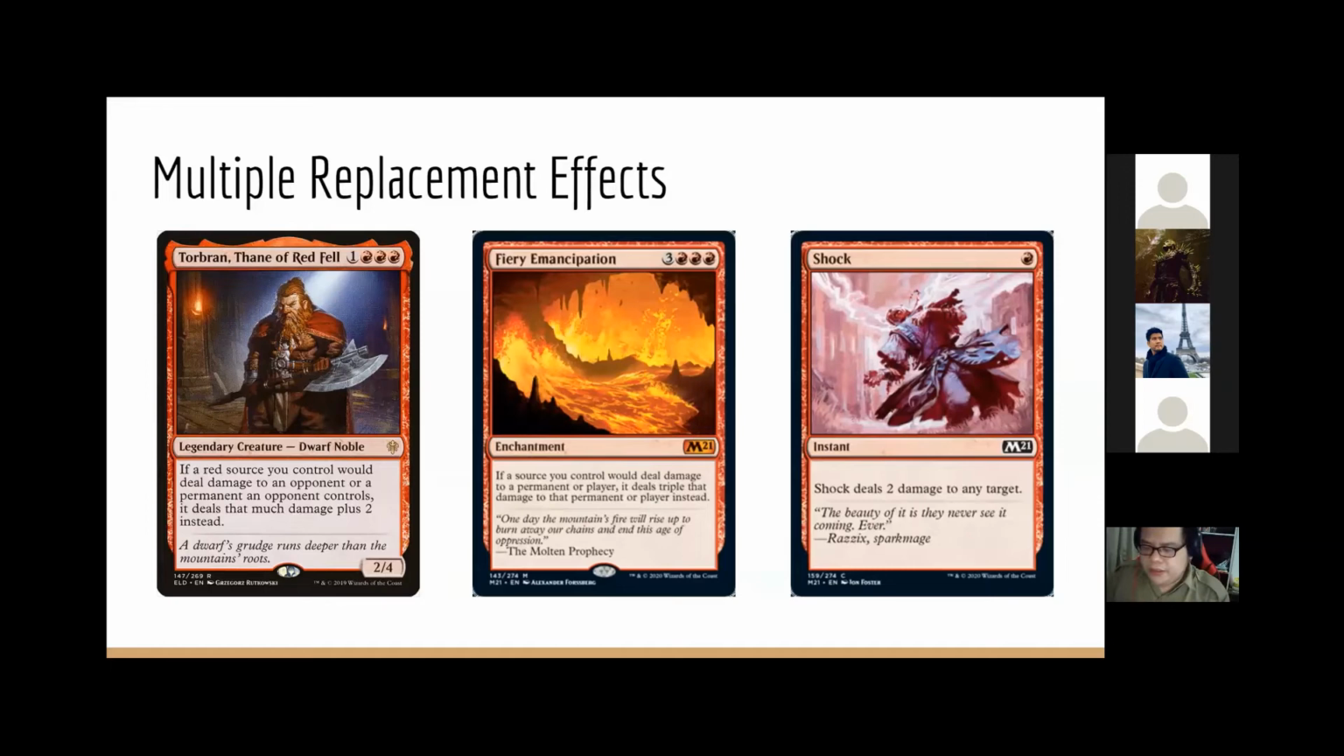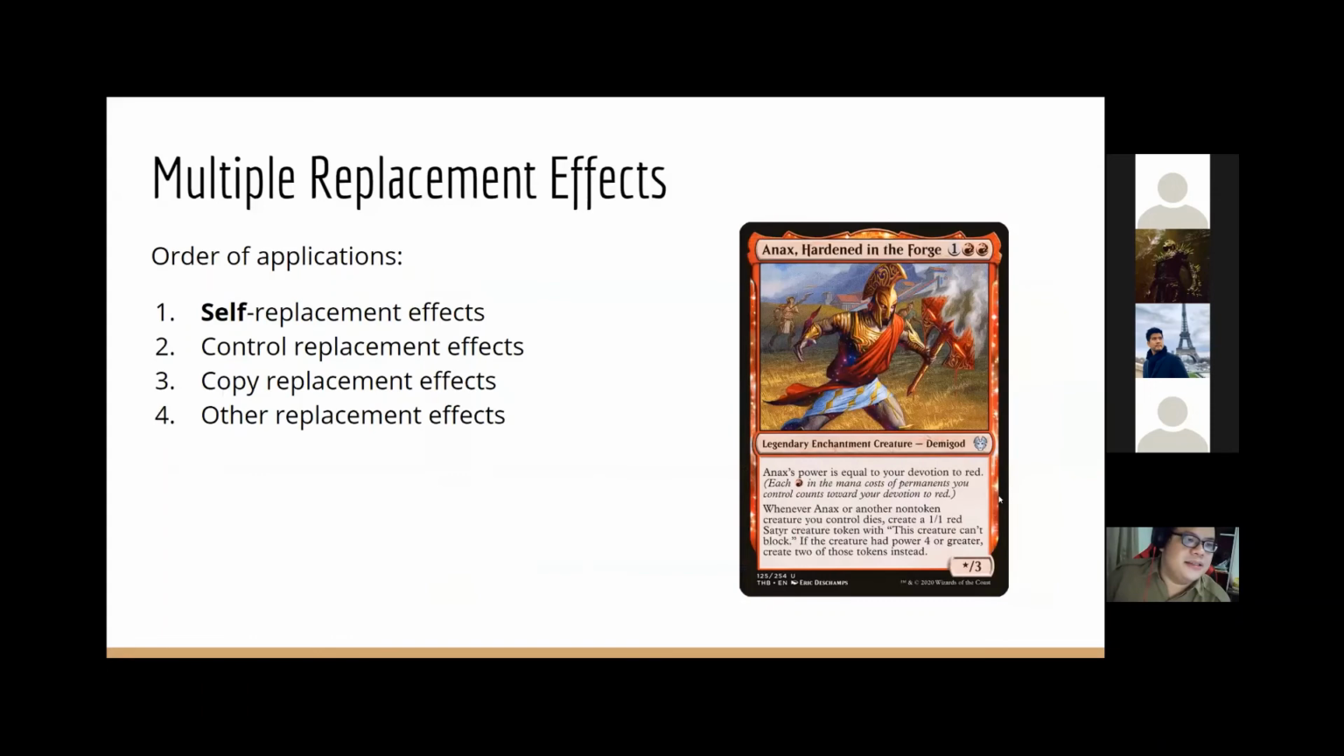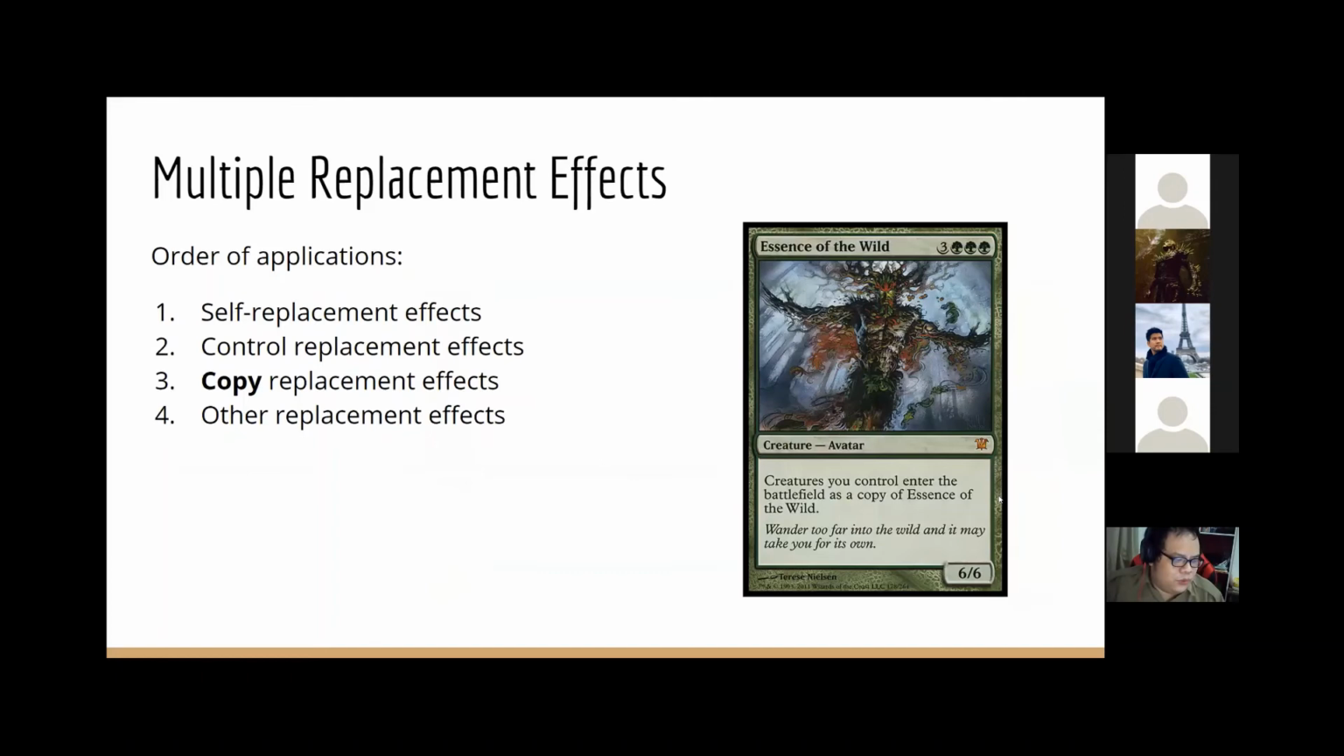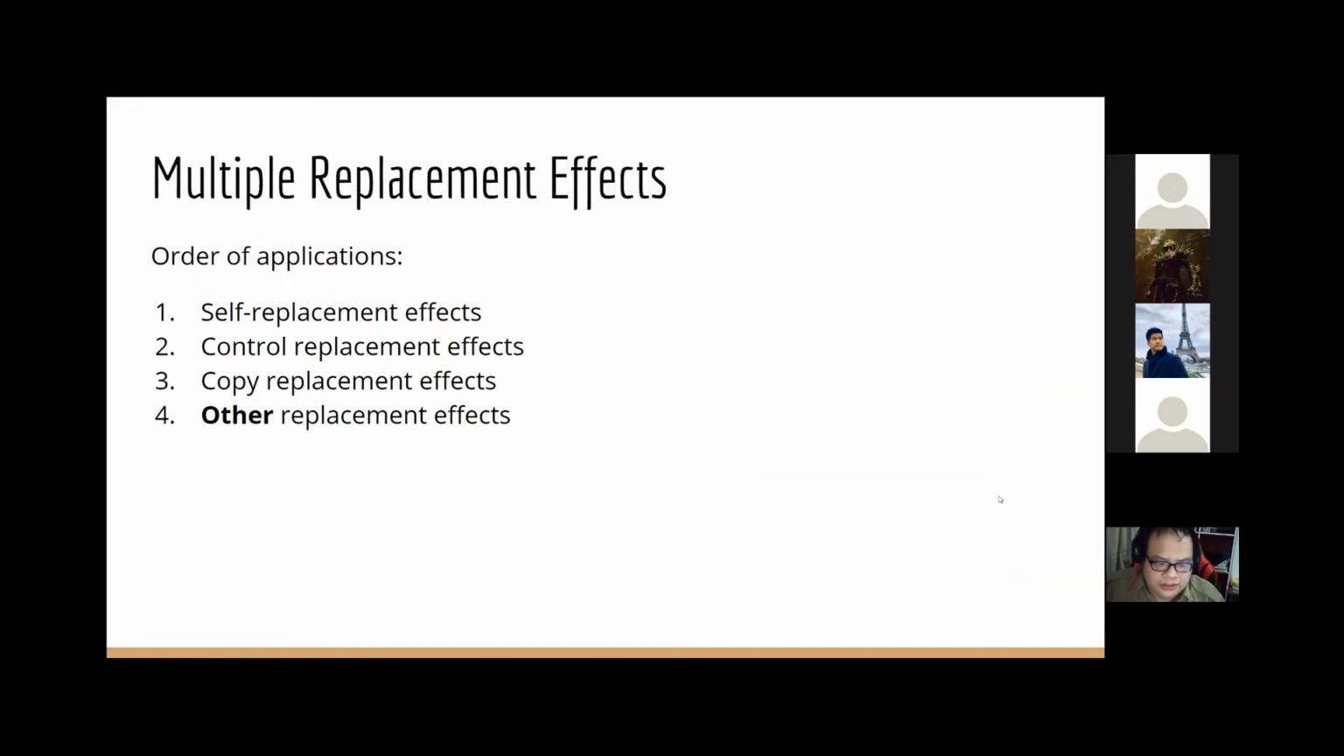Next, there's a certain order in which we apply multiple replacement effects. Self-replacement effects: we always apply those first. For example, as we've seen earlier, Anax has a self-replacement effect for its trigger ability. Then control replacement effects, like for example Crafty Cutpurse, basically any replacement effect that has the word control in it. Next up, copy: any replacement effect that has the word copy in it. And finally, everything else. So before you decide the order to apply, you have to apply in this order first. Let's look at an example.